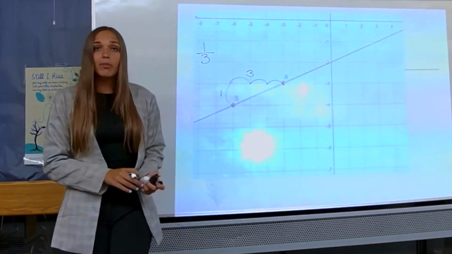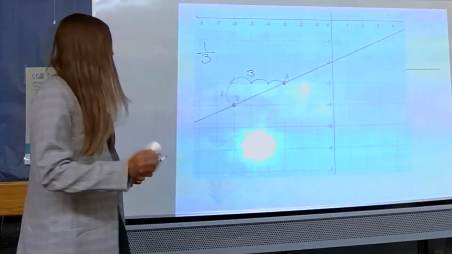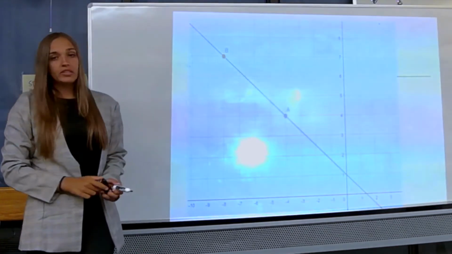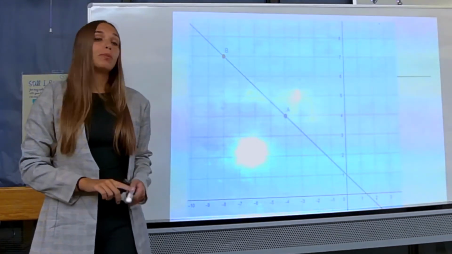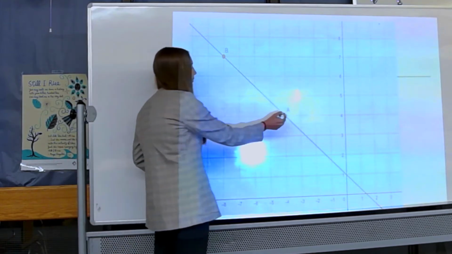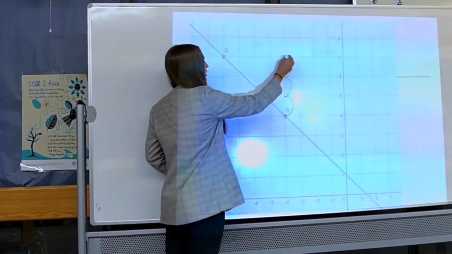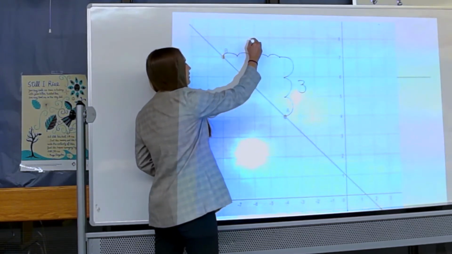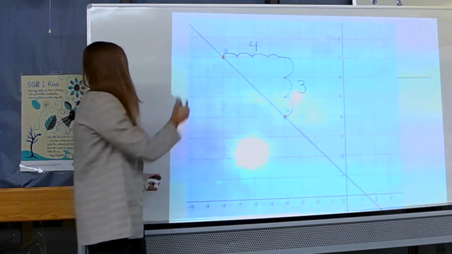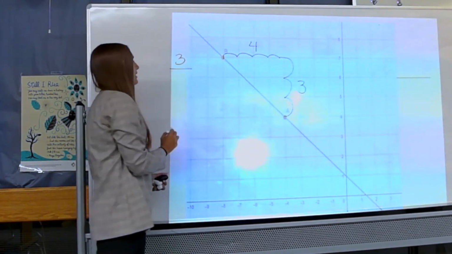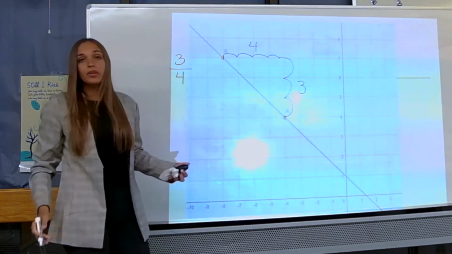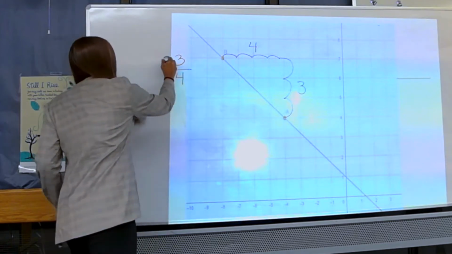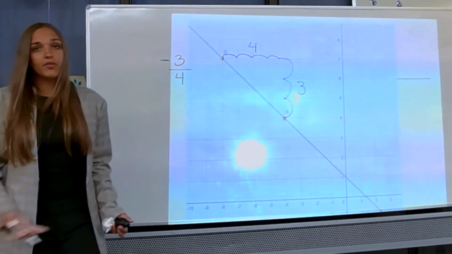Let's take a look at another problem so we can see how to do it with a different case. So for this next problem, we're going to go from point A to point B. So I'm going to see for point A, how many am I going up? 1, 2, 3. And I'm going over 1, 2, 3, 4. So my numerator is going to be 3, and my denominator is going to be 4. However, because we're going up and to the left, this is going to be a negative slope. So my slope for this problem is going to be -3/4.